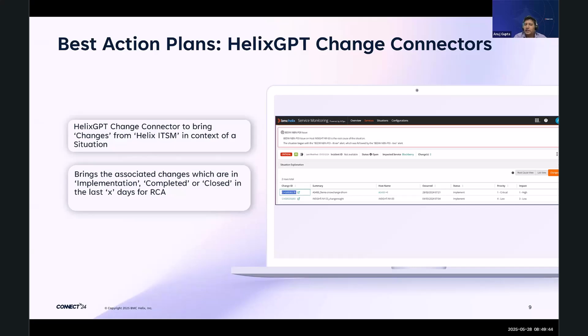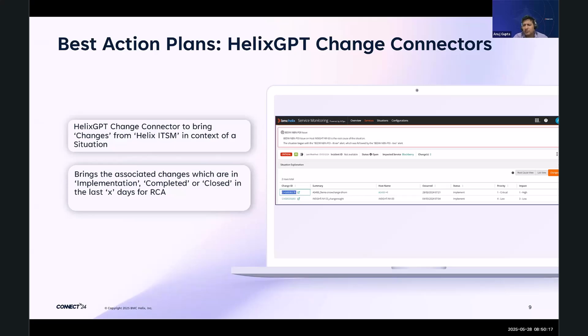But now with this Helix GPT based agentic AI capability, we are taking that a step further. If that change is really the root cause, it will also update the root cause analysis of the situation. Even the situation topology graph will show that there was this change event because of which the problem started, so that piece will be decorated on our situation topology graph as well.